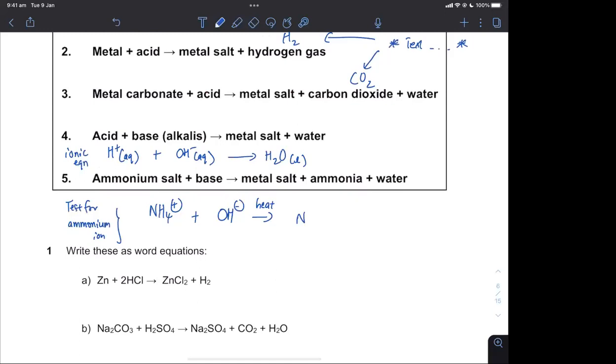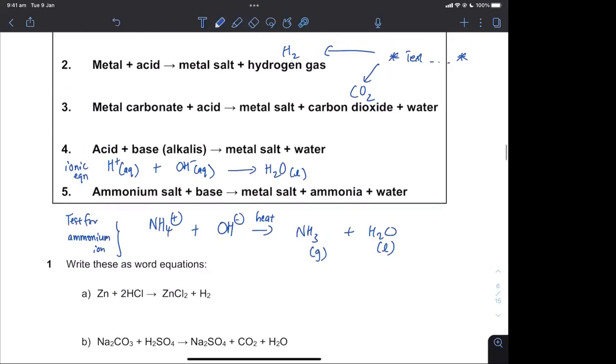When you heat it, you're going to get ammonia, and you're going to get water. These are molecules, they do not dissociate further. So these are gas and these are liquid. This is an alkaline gas, and again there is a test for this gas, the test for NH3. This one is a pungent gas. It will turn moist red litmus paper blue. So, dampen or make your red litmus paper a little bit wet, and it will go from red to blue. That is the test for ammonia gas.